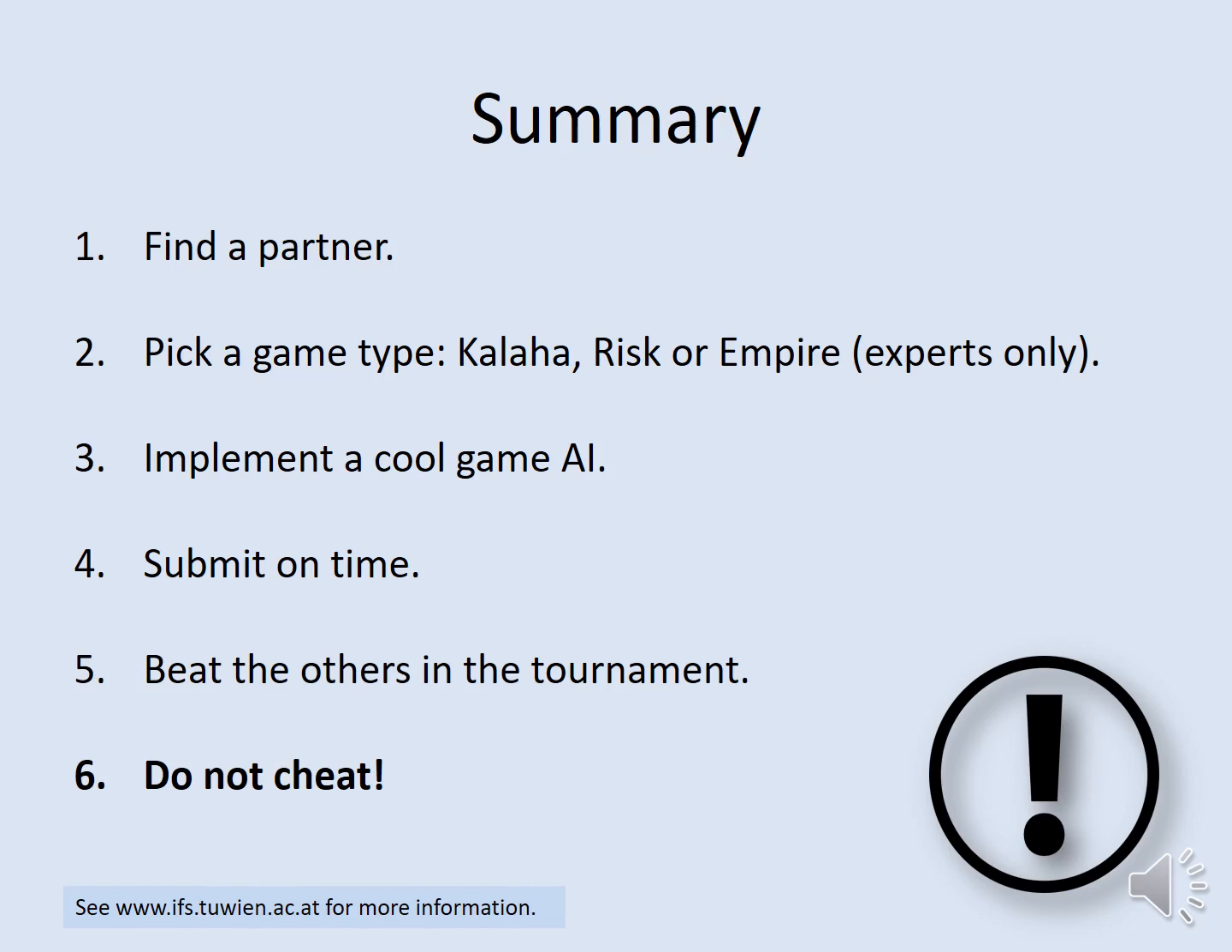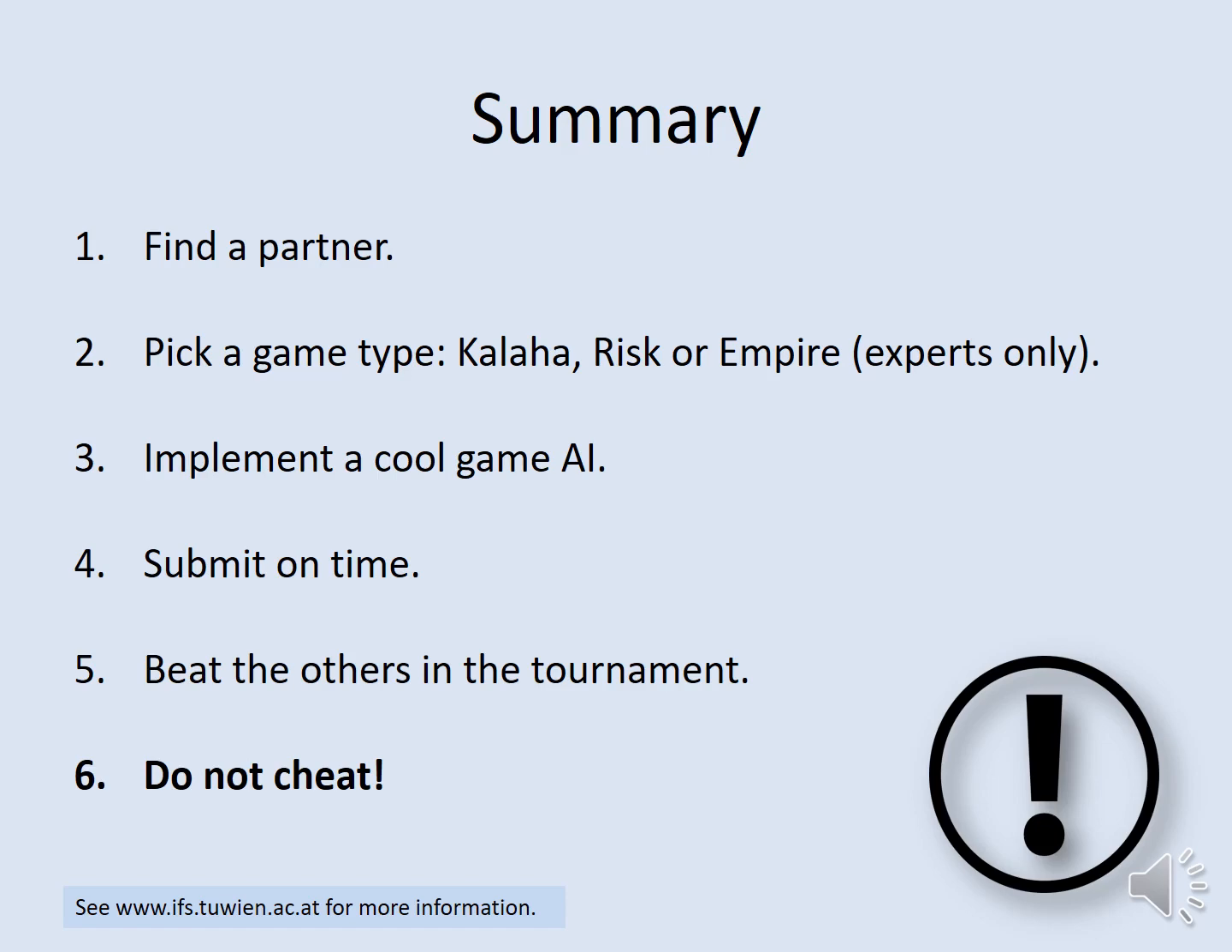So, in summary, you have to find a partner and form a group. Groups always consist of 2 students. It's never 1 student alone. It's never 3 students. Then you pick a game type. It might be Kalaha, which is the simplest one. It might be Risk if you're interested in working with partial information and elements of chance.